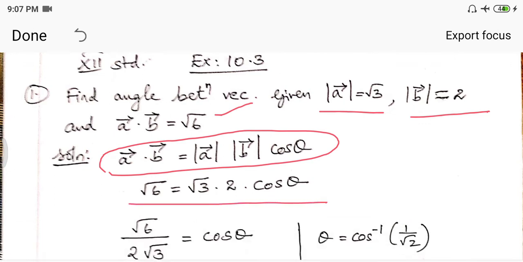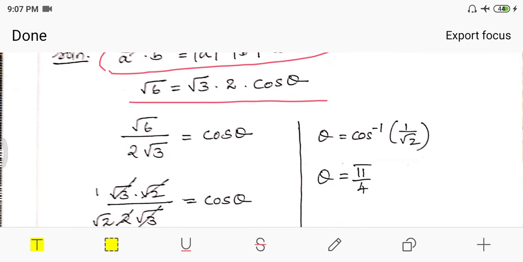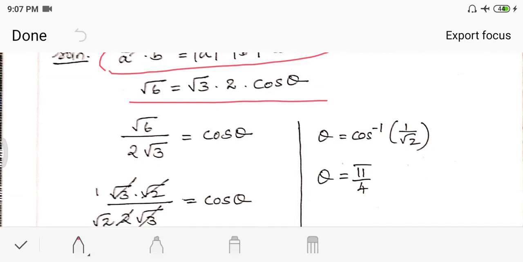Now next step is simplification. Now we will have cos theta as it is. We take 2 times root 3 on the other side, which is equal to cos theta. Root 6 can be written as root 3 times root 2.